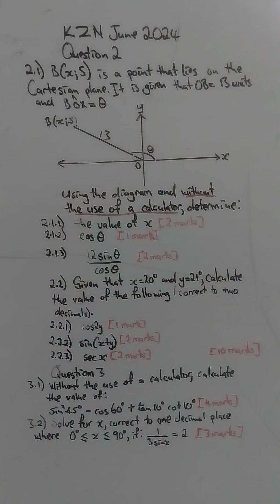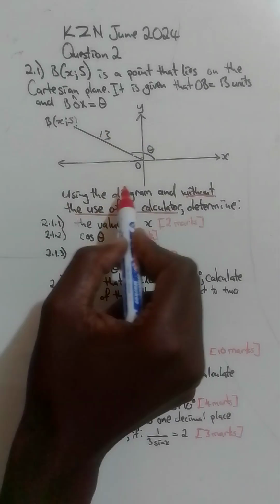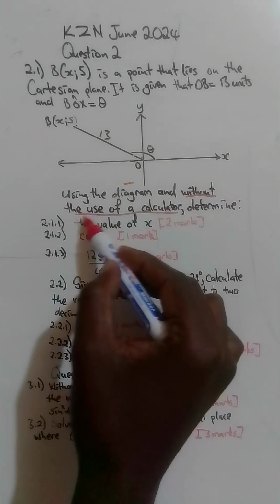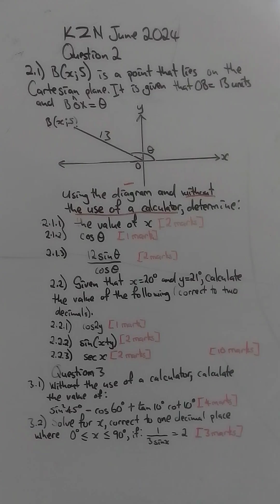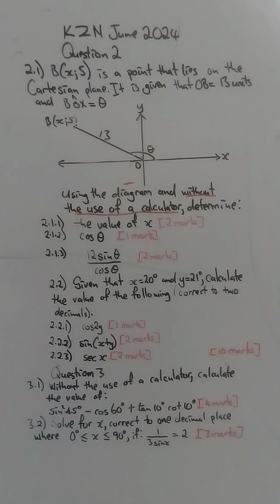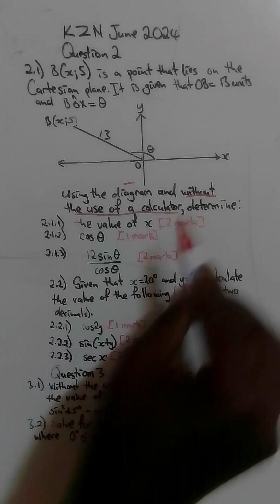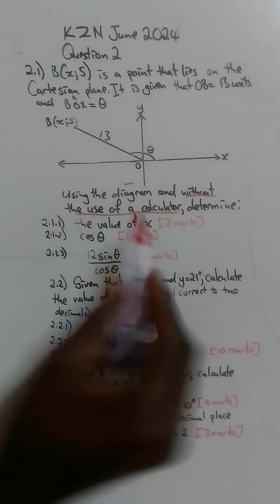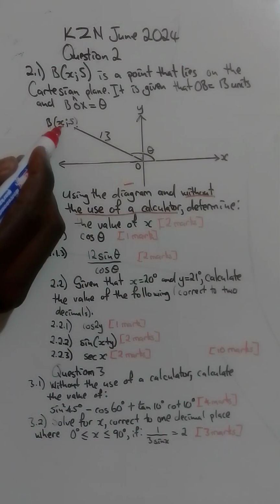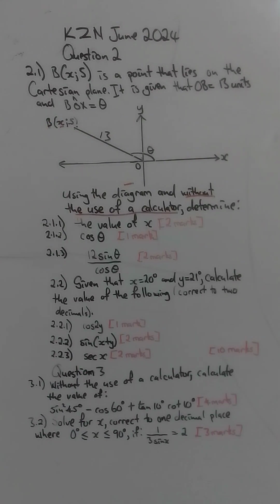Now, using the diagram and without the use of a calculator, very, very important, they've emphasized that we must use this diagram and not use a calculator, meaning that if you use a calculator, then everything will be marked incorrect, right? Determine the value of x. We must determine the value of x, the coordinate of what?